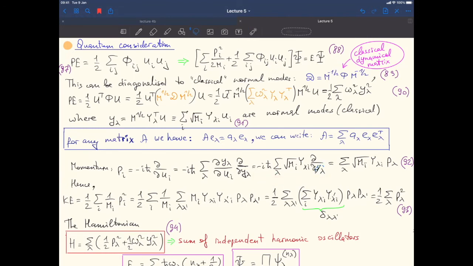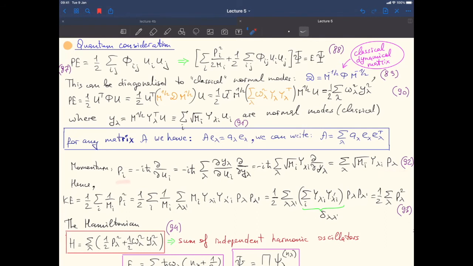Let me just take this a little bit away. Okay, like this. And minus iħ, and this derivative can be considered as a momentum P lambda conjugate to the coordinate Y lambda. So the relationship between the old momenta and the new momenta is given here.